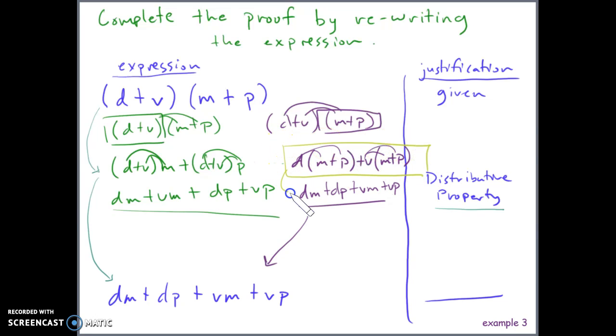And then from here to here, what did we do? We distributed again, so we can say that this is also the distributive property. And we can simplify distributive property in Schoology as just DP.